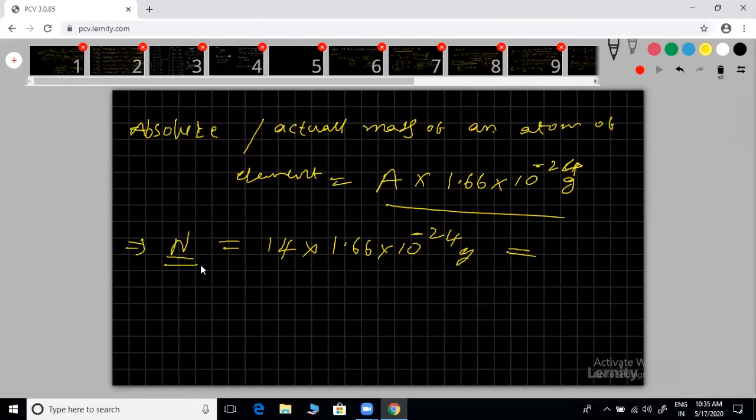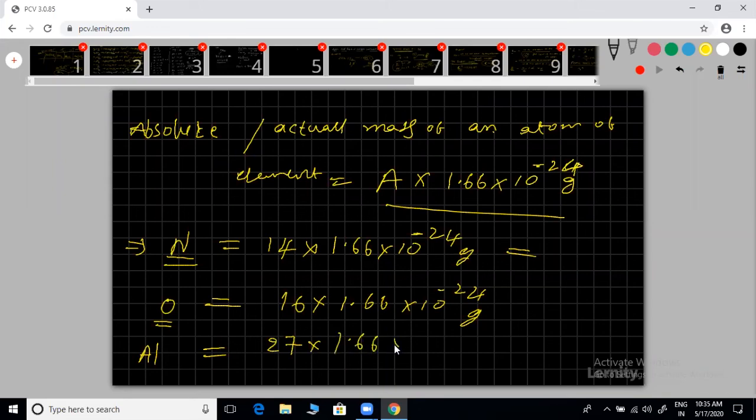Calculate the absolute or actual mass of an oxygen atom. That is one oxygen atom's weight: 16 into 1.66 into 10 power minus 24 grams. Calculate the absolute mass of one aluminum atom: 27 into 1.66 into 10 power minus 24 grams. These are the absolute or actual masses of atoms. Very little weight. Is it correct or wrong? This is what we call atomic masses.